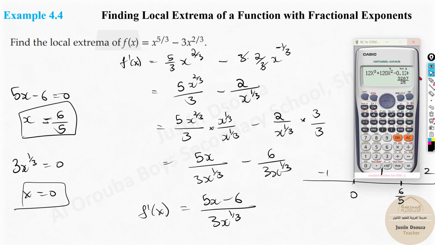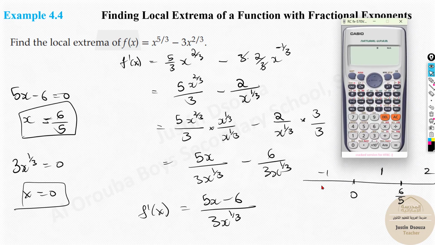Now let's take our calculators. First write this particular expression in the calculator: 5x minus 6 divided by 3 times x to the power 1/3. Now I will calculate at -1, that is our test value. What is the answer? It's positive, so I'll write plus, the derivative is positive here. Next calculate at 1. This is negative, and last one I will do at 2 as well. Positive. So it is plus, minus, plus. So it's increasing, decreasing, increasing.